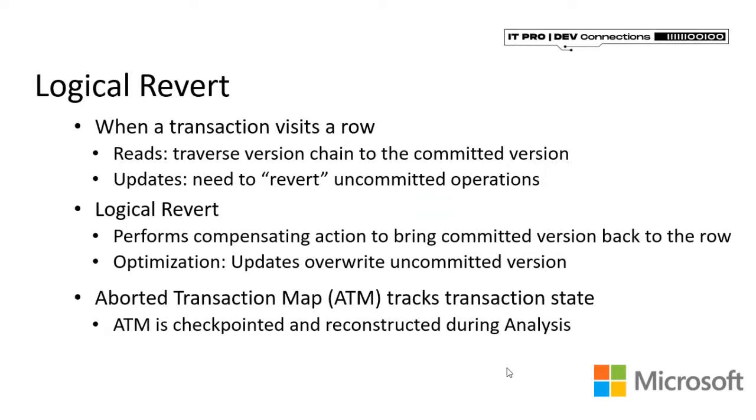Finally, the logical revert process also handles what we call the aborted transaction map, or ATM, that tracks the state of every transaction, right? So when a transaction gets aborted because you're rolling it back or because a crash occurred, the fact that this transaction was aborted is captured in the aborted transaction map. This is checkpointed, and we can reconstruct it during recovery as part of the analysis process. Since every query that accesses the data needs to check if the version is committed or uncommitted, that's how it does that: it will check the aborted transaction map.